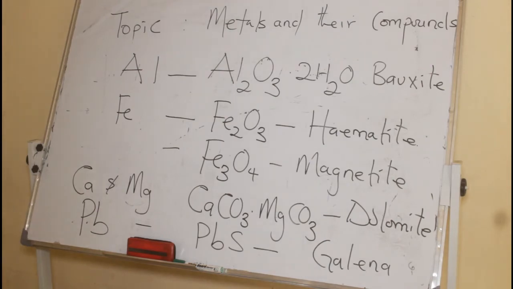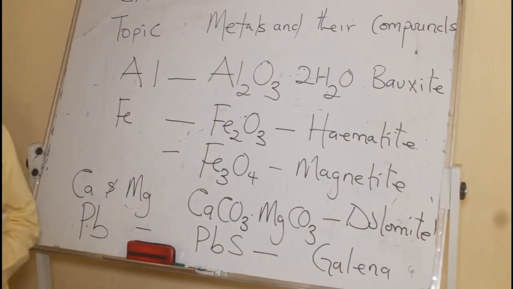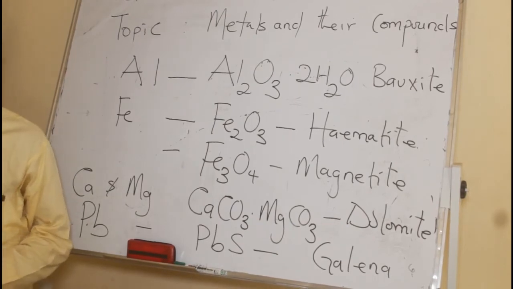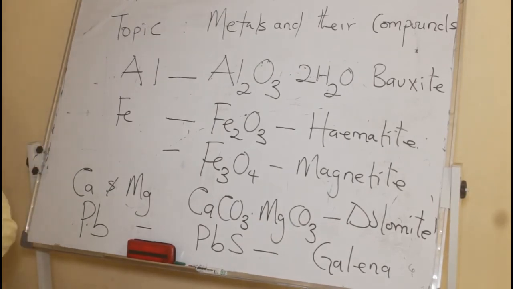When you look at your books, you will see them. There are many elements like this, but because of the size of the board I cannot list them all. You check out your textbook, you will see a lot of ores of all the metals and how they commonly appear. The common techniques we normally use in their separation are three. The first is pyrometallurgy, whereby we use high temperature. We apply heat to separate the metals we are looking for.